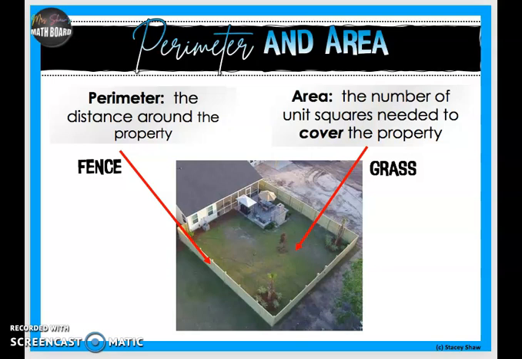So the first thing we're going to do is look at where we would use perimeter and area in real life. So the perimeter would be the distance around the property. So if you wanted to buy a fence for your property, you would calculate the distance around your property. Then area is the number of unit squares needed to cover the property. So that would be this area right here. So if you needed to buy grass seed, you would calculate the area of the property.